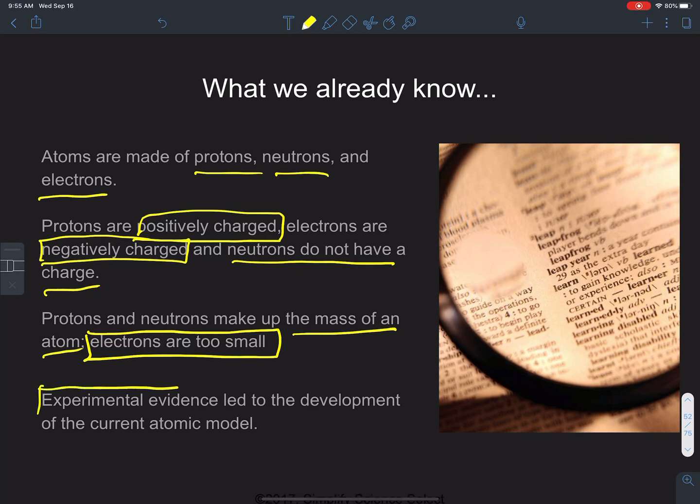And that there is experimental evidence that has led to the development of our current atomic model. The model we're going to be using for the rest of this unit will be the Bohr model. The Bohr model shows neutrons and protons in the center with the nucleus and electrons in orbits around the nucleus.